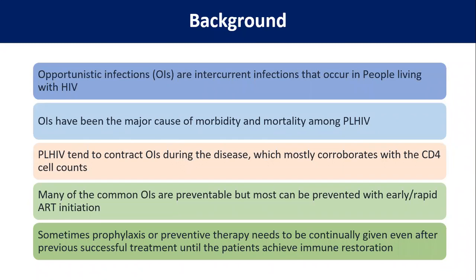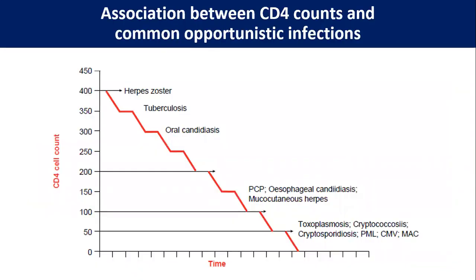So if we go through this diagram, where on the y-axis there is the CD4 count and on the x-axis it is time, we see that with the progression of HIV disease, the CD4 count goes down gradually, and different kinds of OIs occur as per the CD4 count. On the lower side of the graph, we find that the most severe OIs tend to occur when the CD4 count goes below 100. These are toxoplasmosis, cryptococcosis, cryptosporidiosis, PML, CMV, and MAC. While PCP, esophageal candidiasis, and mucocutaneous herpes occur with a CD4 count of less than 200. And the first three OIs, herpes zoster, tuberculosis, and oral candidiasis, can occur at any time with any CD4 count.